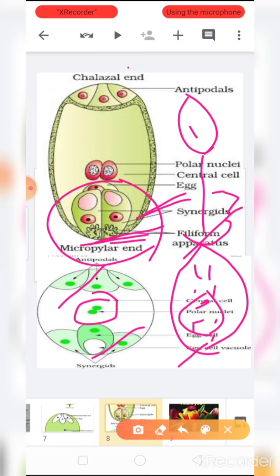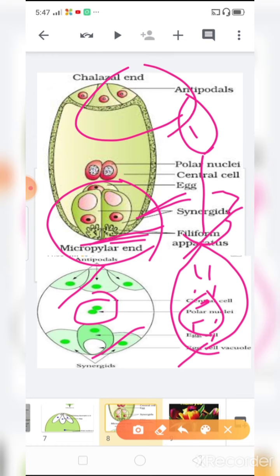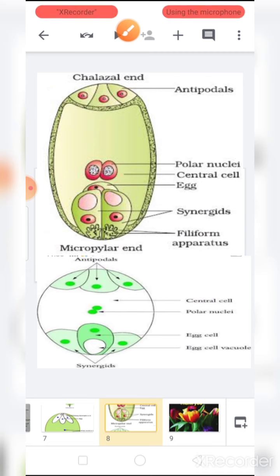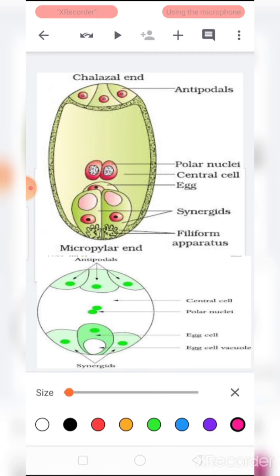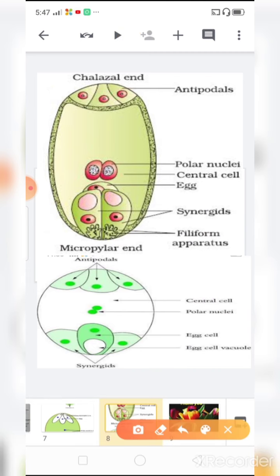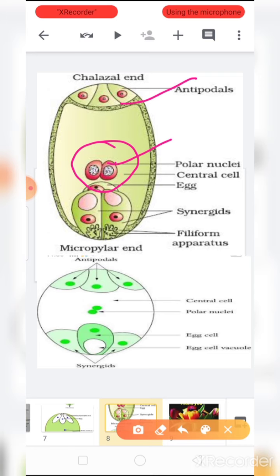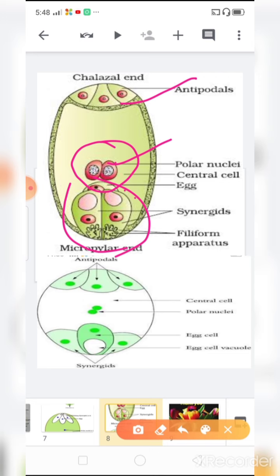Next, coming to the chalazal end, the 3 nuclei of the chalazal end are surrounded by plasma membrane and form 3 antipodal cells. This matured embryo sac contains three antipodal cells, 1 diploid secondary nucleus and a 3-celled egg apparatus.